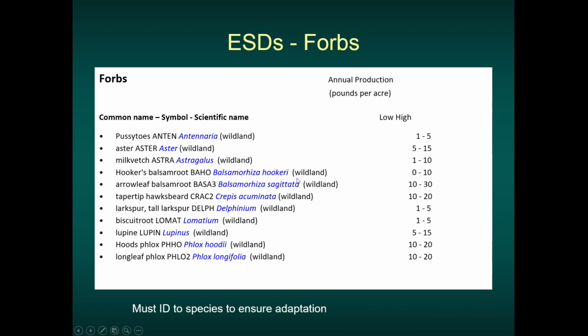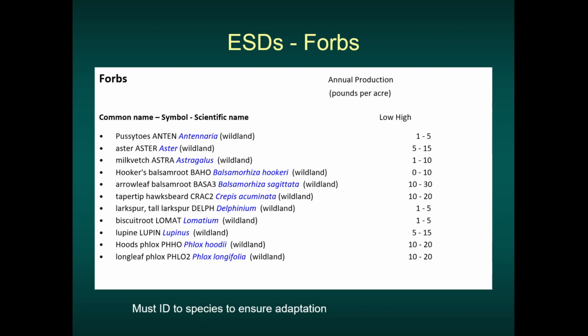Now, the first thing to notice is a lot of these were just identified to genus. So we've got Antennaria, they don't know which species it was, Aster, Astragalus. If you were to make a species list or a seed mix, you would need to know exactly what species is best adapted to the site. So I would be very hesitant to choose just a random Astragalus. If you're going to look at a milkvetch for seeding, the most common one on the market is cicer milkvetch, which is an introduced species.